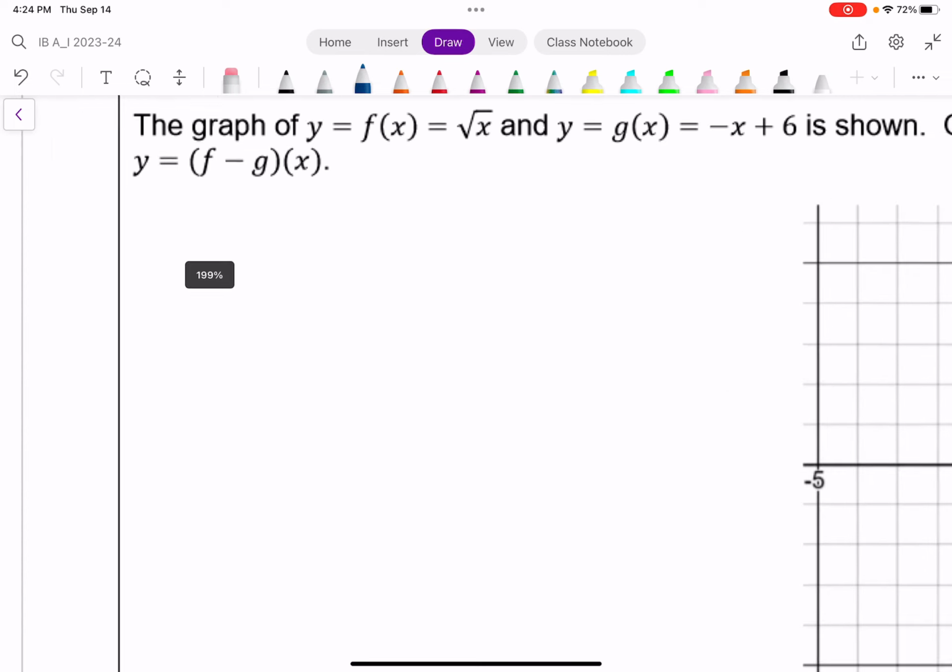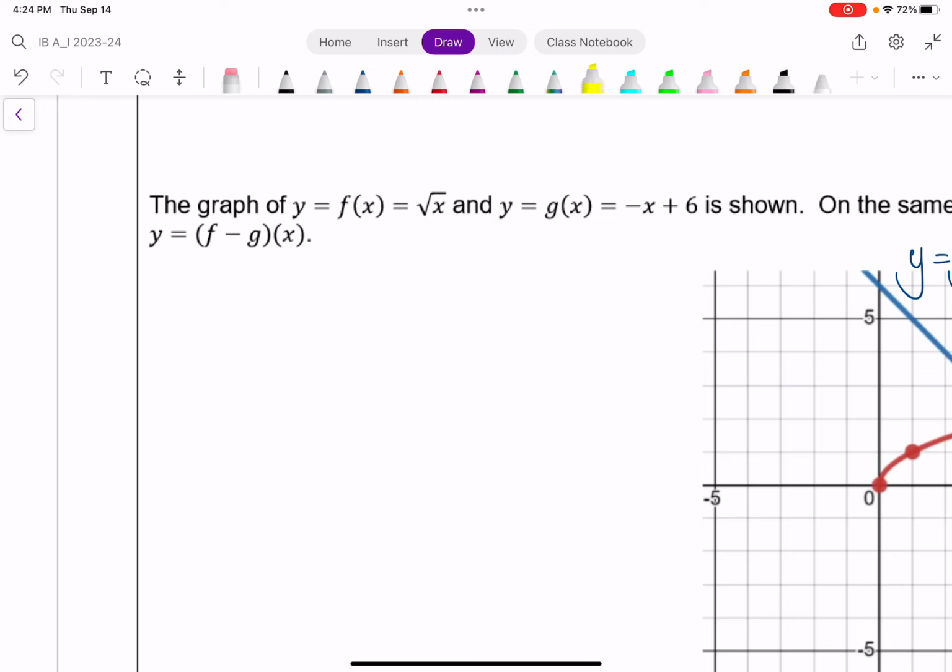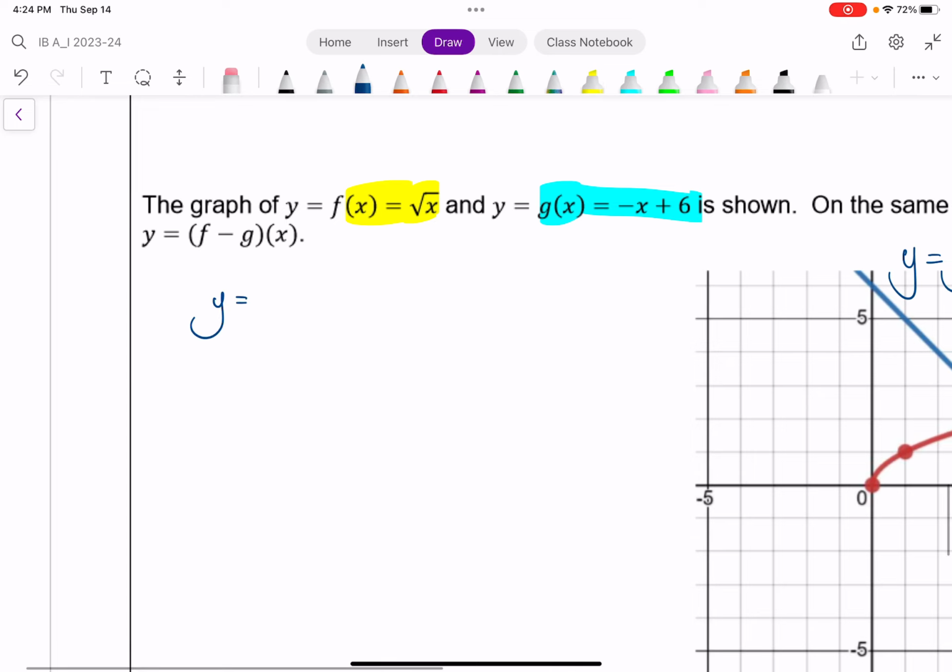Now we have a few options. First, let's think about what this means. Here's f of x, here's g of x. And so f minus g of x would look like root x minus (x plus 6). A lot of negatives there. And those brackets are essential because I'm subtracting all of that, which cleans up to root x plus x minus 6. All right, that's the function we're looking at.